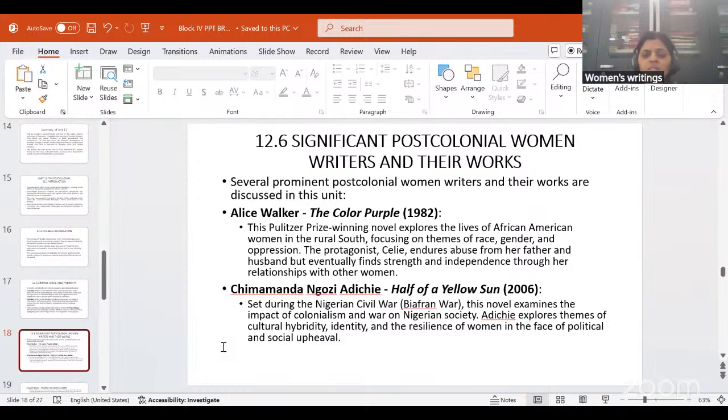Chimamanda Adichie, who writes Half of a Yellow Sun. In 2006, it came into existence. The setting is during the Nigerian Civil War, the Biafran War, we say. So this novel examines the impact of colonialism and war on Nigerian society. Adichie explores themes of cultural hybridity, identity, and the resilience of women in the face of political and social upheaval.